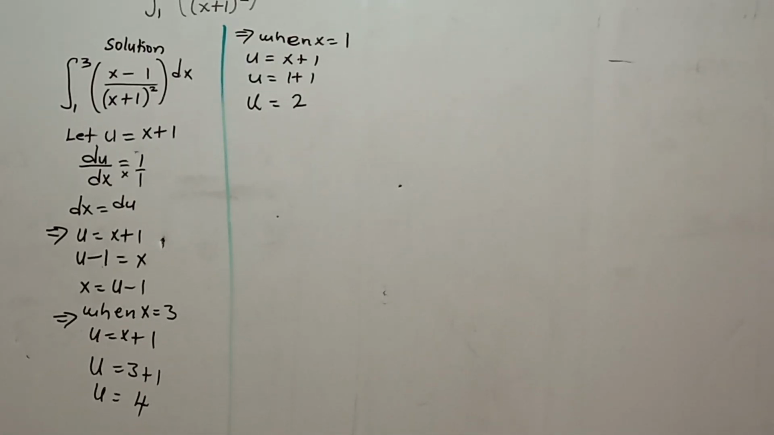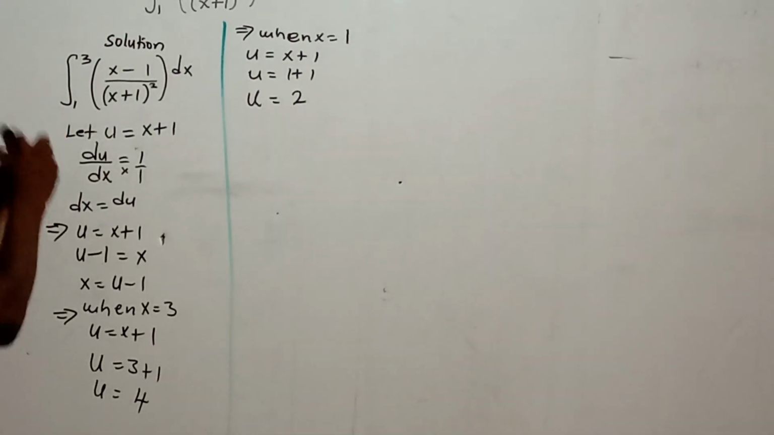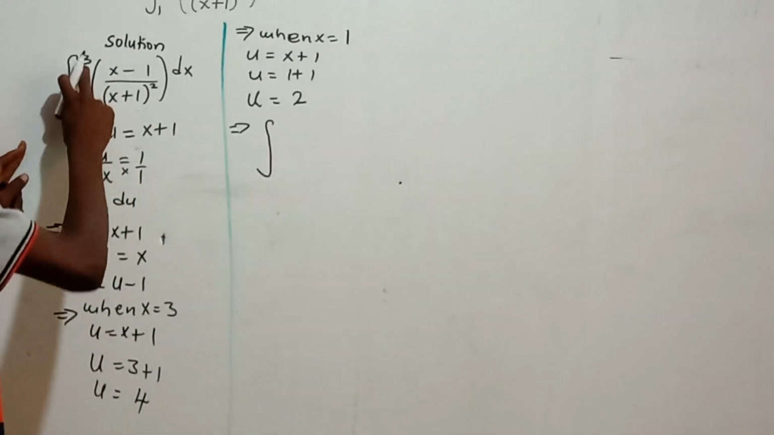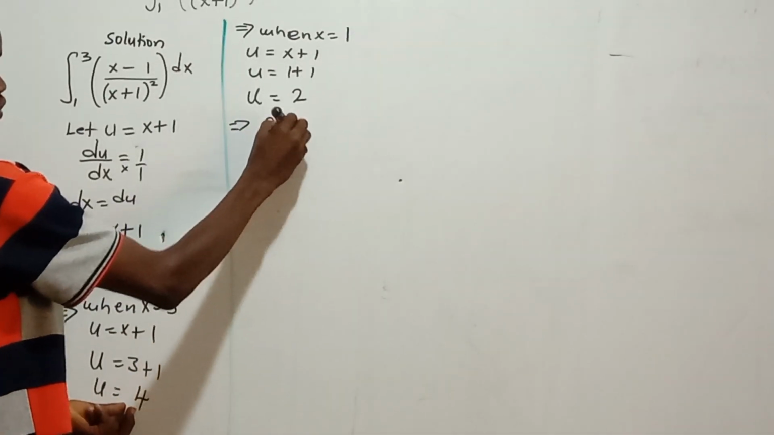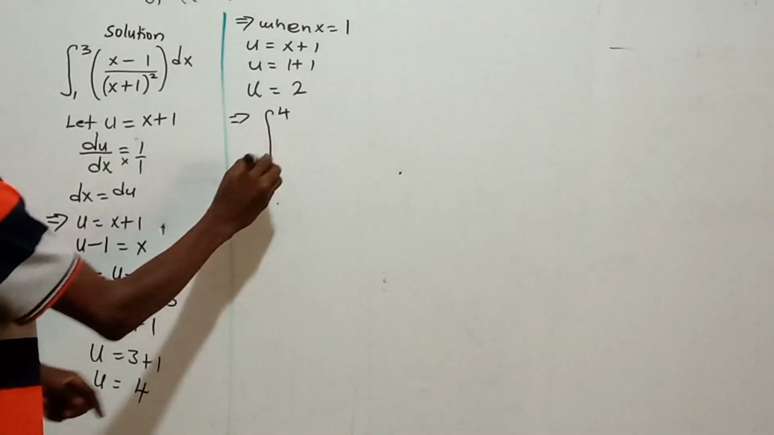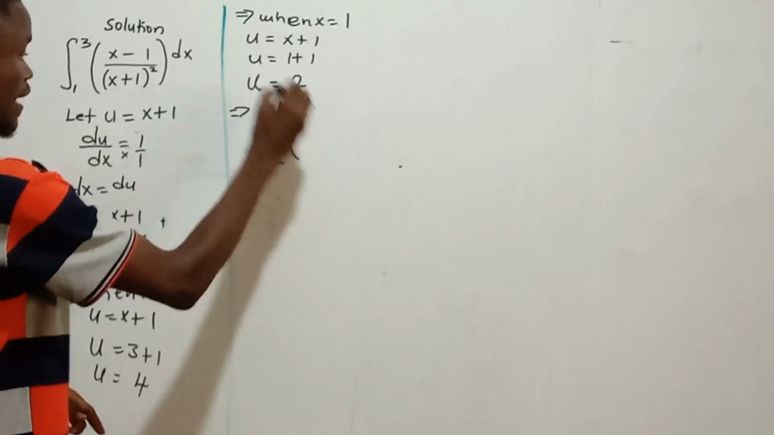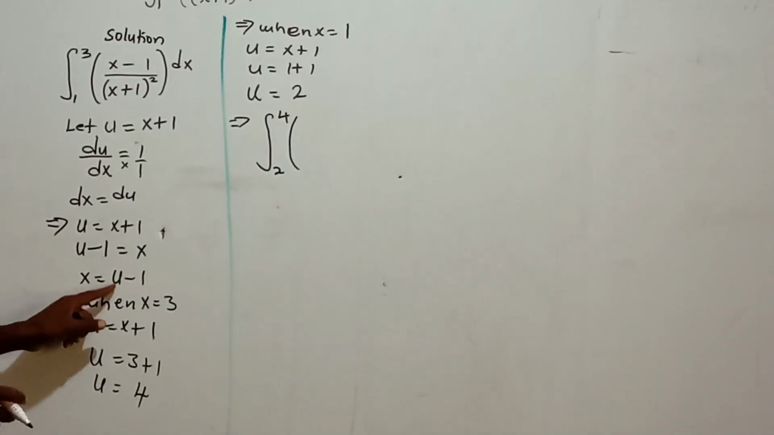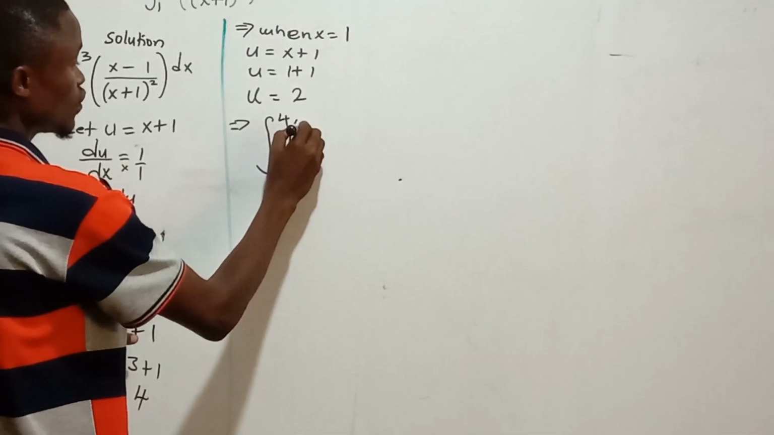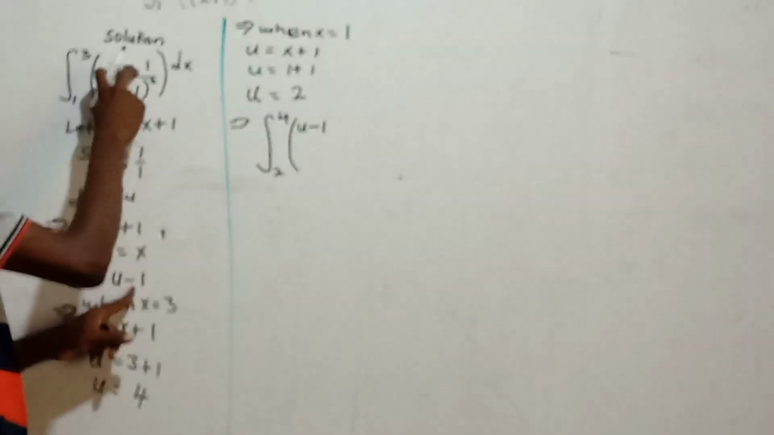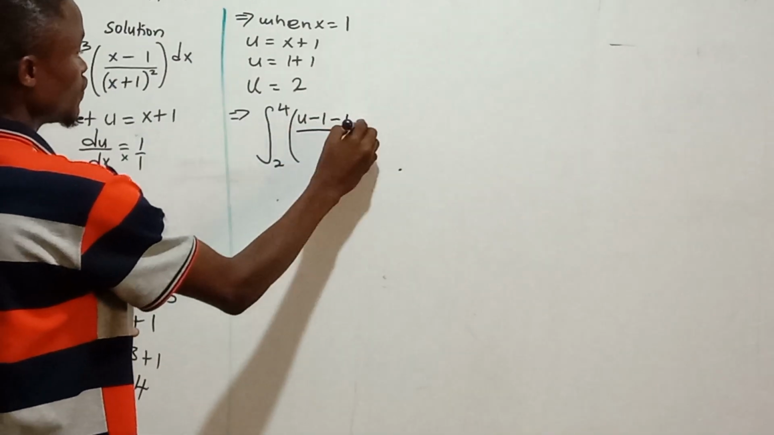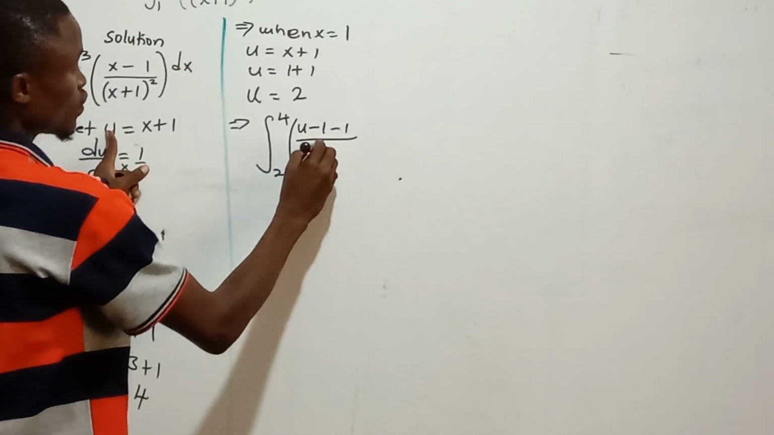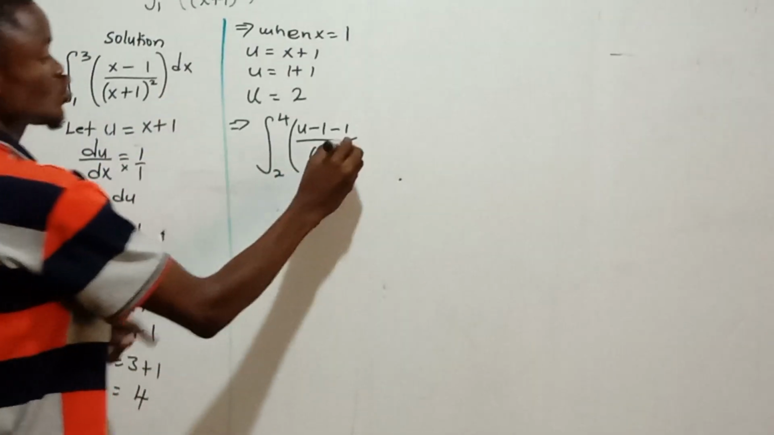Okay. So from the problem here, now we say the integral, 3 here will be represented as 4, while 1 is 2. Bracket open, now x minus 1. But x now is equal to u minus 1, but there is a minus here, so minus 1, all divided by x plus 1 which is u. So you see u has the power of 2.